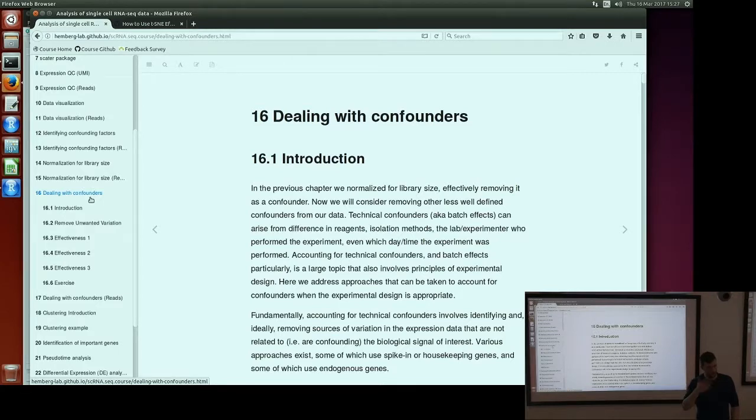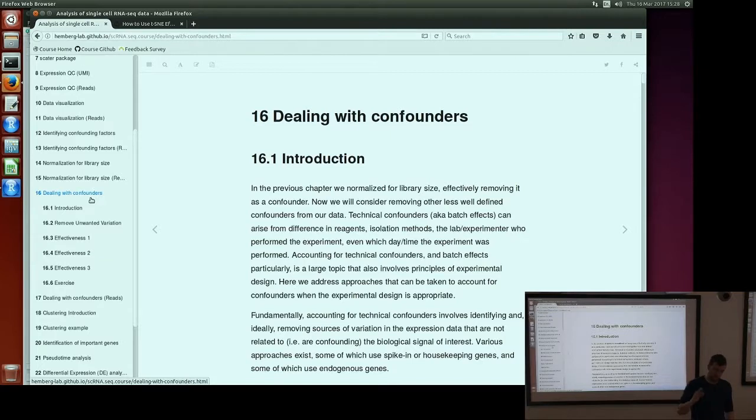As we mentioned in the identifying confounding chapters prior to normalization, technical confounders, batch effects, and things like this can arise from lots of potential sources. Differences in reagents, isolation methods, the particular lab where things took place, the experimenter who performed experiments, day, time, all this sort of thing can lead to technical confounding between biological signal and other sources of variability that we're not interested in studying per se.